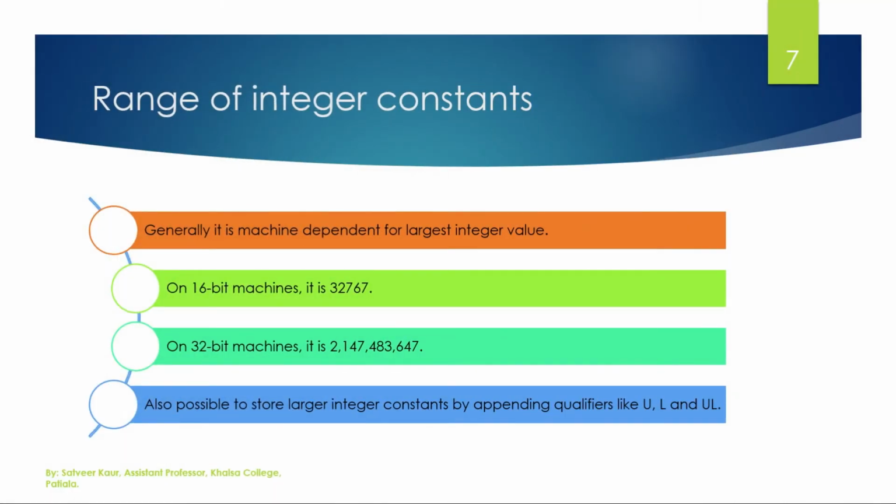Now the range of integer constants. Generally it is machine dependent for largest integer values, but on 16-bit machines it is 32767 and on 32-bit machines it is 2,147,483,647. And it is also possible to store larger integer constants by appending qualifiers like U, L and UL. U for unsigned, L for long and UL for unsigned long.